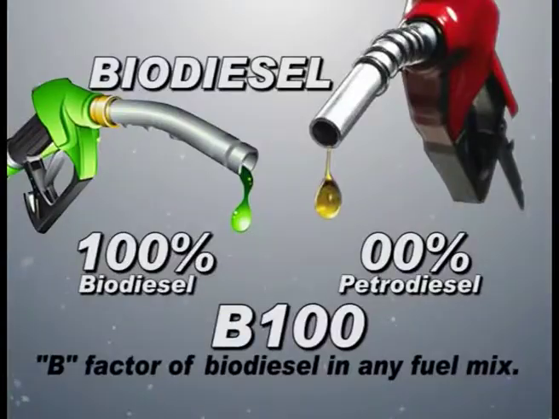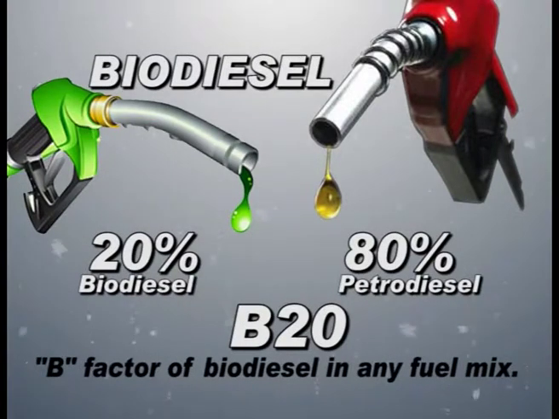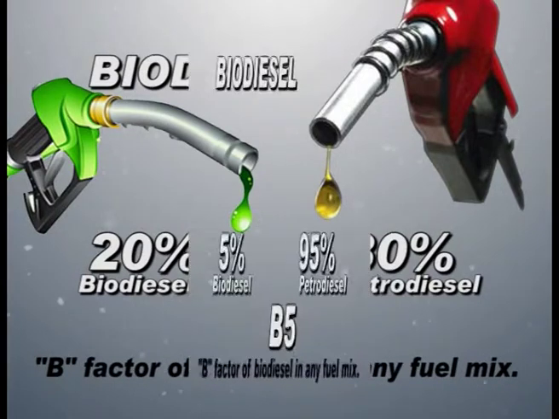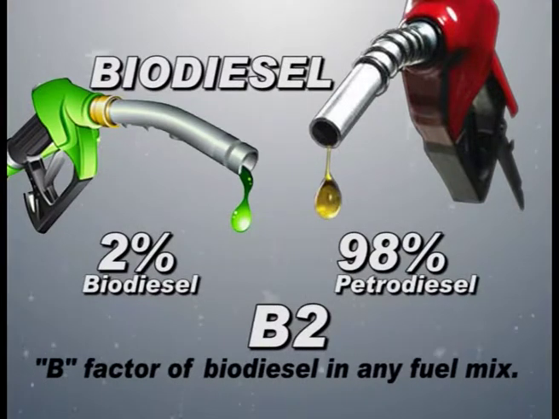Most of the world uses a system known as the B factor to state the amount of biodiesel in any fuel mix. For example, 100% biodiesel is referred to as B100. Another example, 20% biodiesel with 80% petrodiesel is labeled as B20. 5% biodiesel with 95% petrodiesel is labeled as B5. Then 2% biodiesel with 98% petrodiesel is labeled B2.